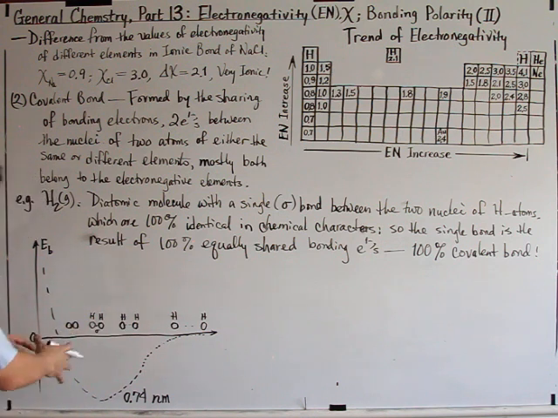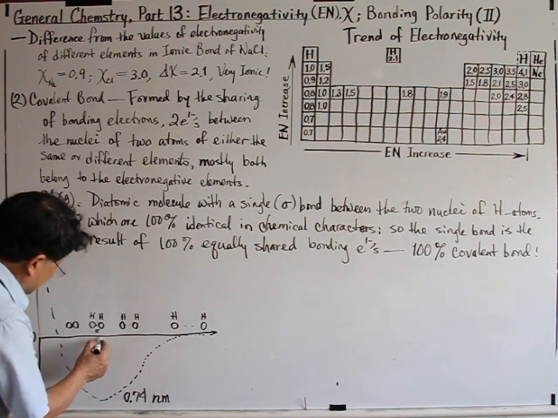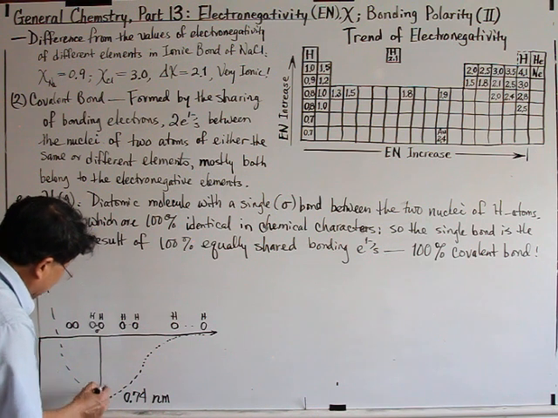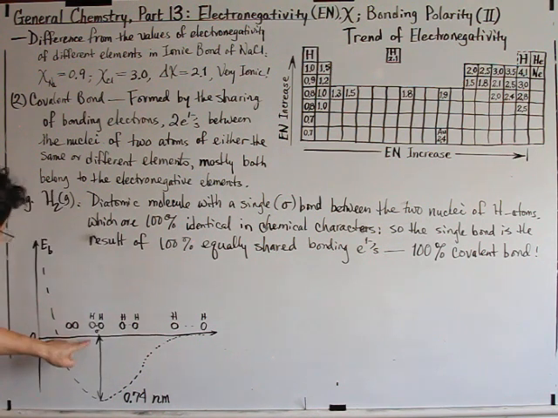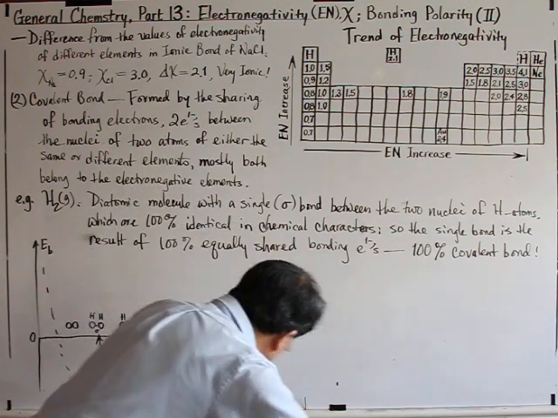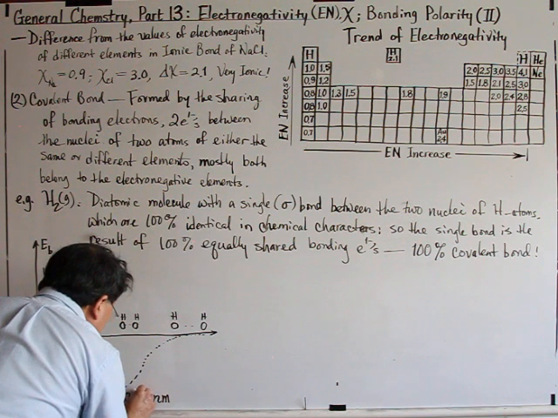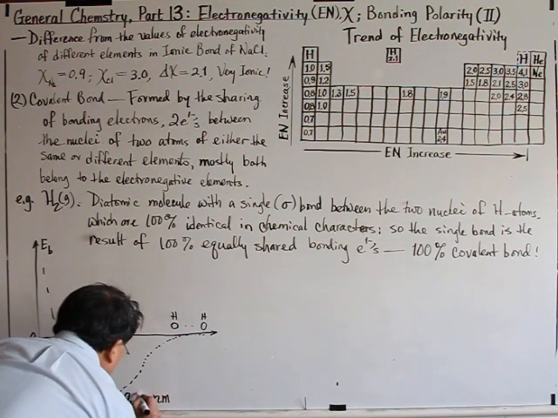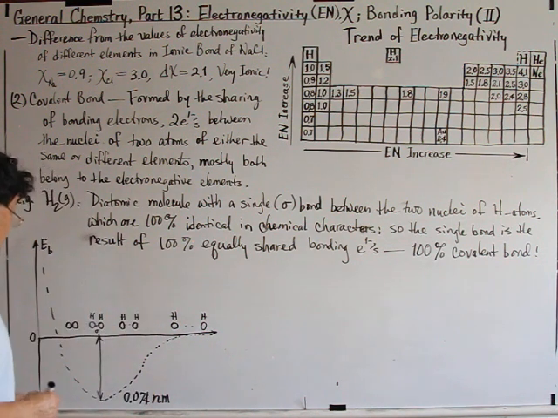So what is this? This is the difference in the energy of the system. At this length, the distance between two nuclei, I think it's 0.074 nanometer, if I remember correctly. 0.074 nanometer, and that's 74 picometer.